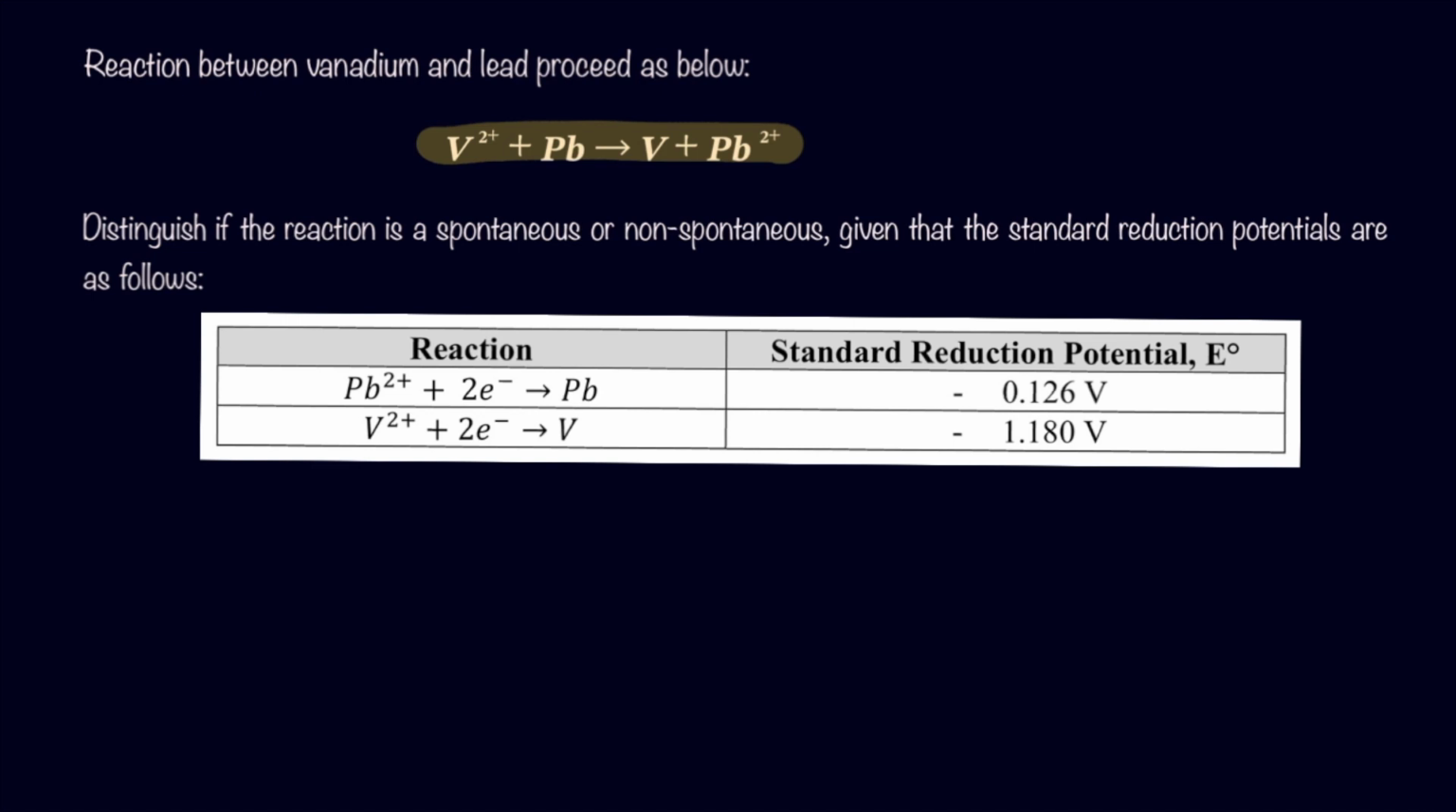Alright, in this case, vanadium goes from positive 2 into 0, so definitely this is a reduction process, and lead goes from 0 to positive 2, which is an oxidation process. And you need to remember the formula RED CAT. So reduction occurs at the cathode, whereby this one, the vanadium, is undergoing the reduction.